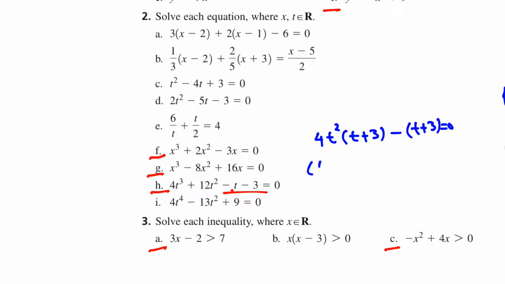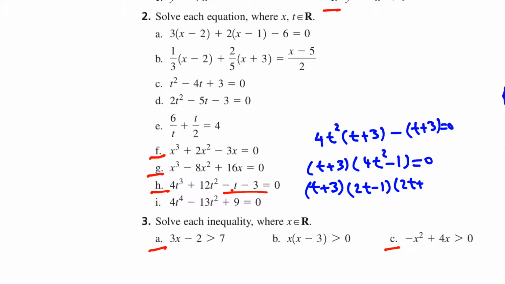T plus 3 is a common factor. It can be written as t plus 3 times 4t2 minus 1 equals 0. 4t2 minus 1 is 2t minus 1 times 2t plus 1. If we set it to 0, t is negative 3, negative 1 over 2, and positive 1 over 2.